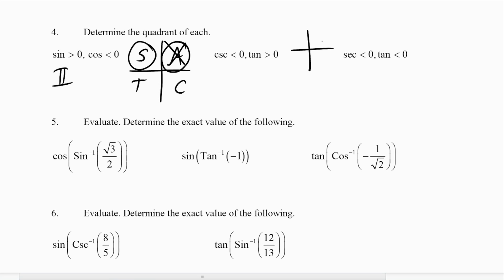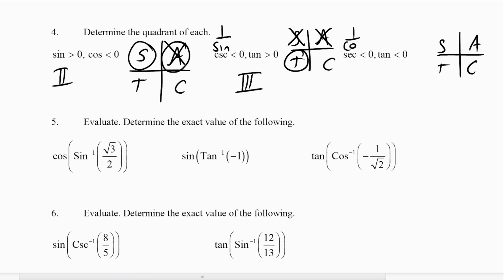The second one, still writing "all students take calculus," is 1 over sine. I'm going to rewrite that as cosecant. So where is sine not positive? That's not going to be the first or second quadrant, but where tangent is positive, so that is going to be the third quadrant.